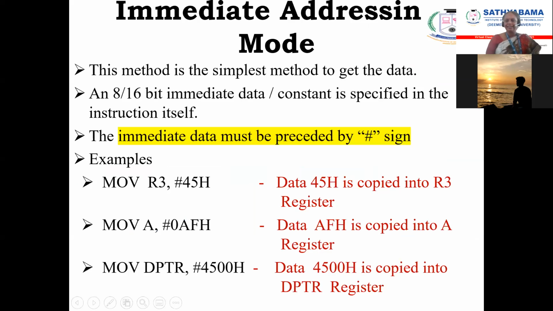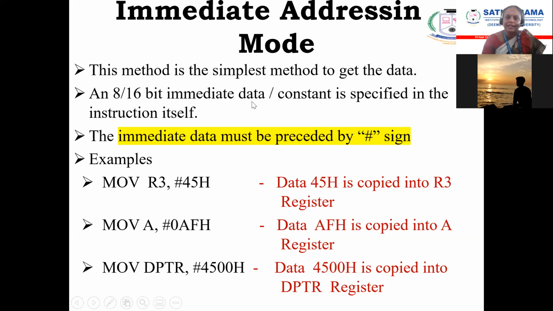I think while we were discussing some of the instructions, I told you about this hash sign. See, in 8085 and 8086, we use the command MVI, move immediately. But here we don't have such an instruction. But the symbol hash, if I put hash, always represents that I have to move the data immediately to a particular register, or to a particular memory location and all. So MOV R3, #45.